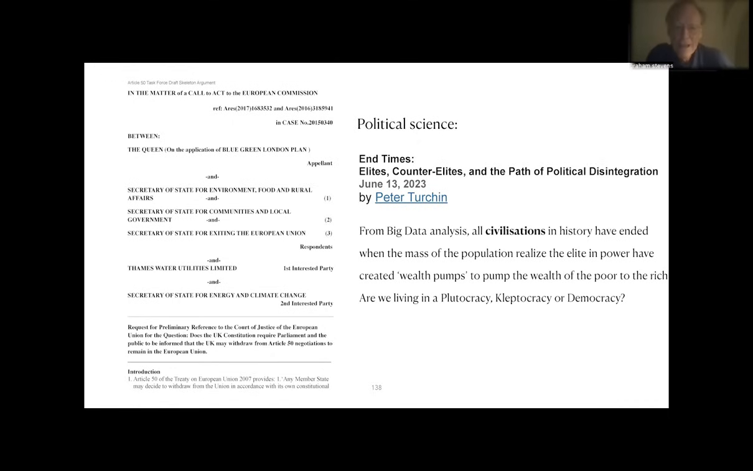So the scale of this destruction to the UK economy relates directly, in political science terms, to the book The End Times by Peter Turchin, Elites, Counter-Elites, and the Path to Political Disintegration.